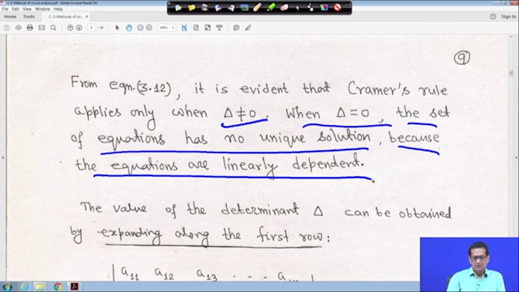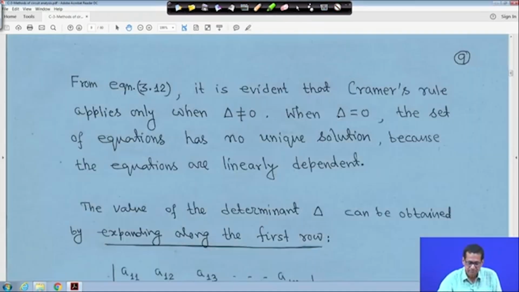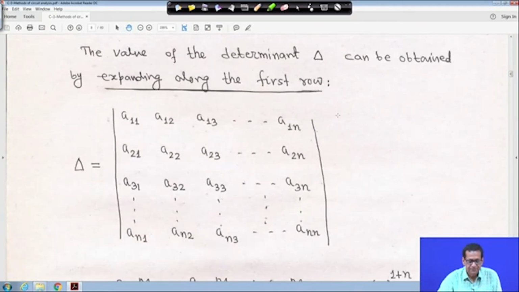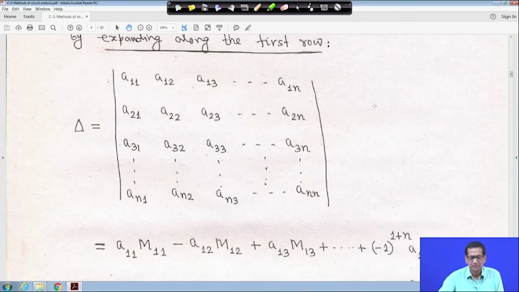The value of the determinant delta can be obtained by expanding along the first row. This I have underlined. So, how will we do it? Let us write it a little bigger: A11, A12, A13 up to A1n, then A21, A22, A23 up to A2n, similarly A31, A32, A33 up to A3n, and then An1, An2, An3 up to Ann.